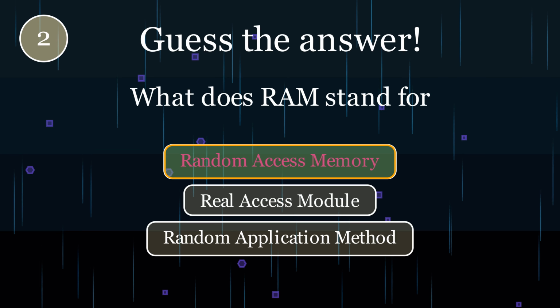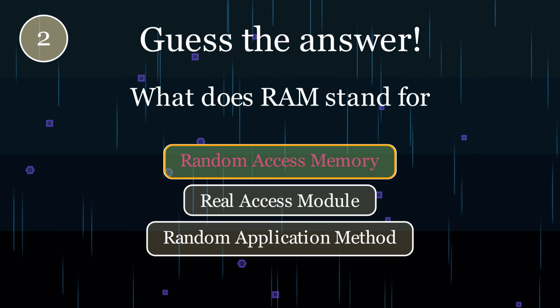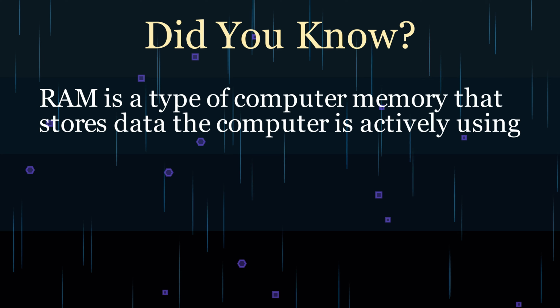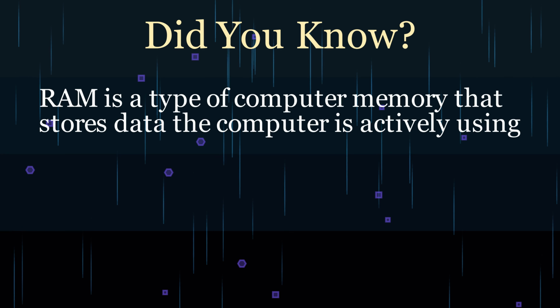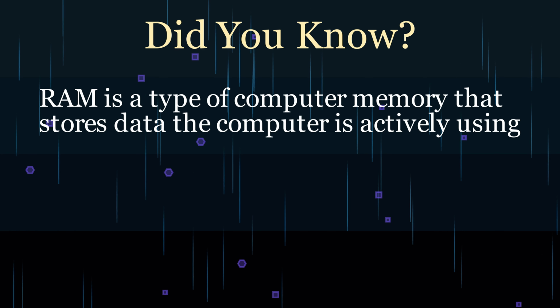The correct answer is random access memory. A quick fact for you, RAM is a type of computer memory that stores data the computer is actively using.